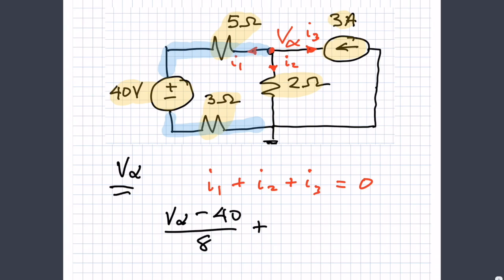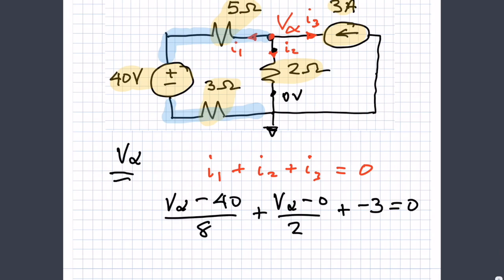The next one is I2. So I2, you have V alpha here, ground here, so that's 0 volts. So this would be V alpha minus 0 divided by 2. And then finally, I3, we have the current source in that branch. It's pointed the wrong way, so I3 would be minus 3 amps. So there's the equation that we need to solve.